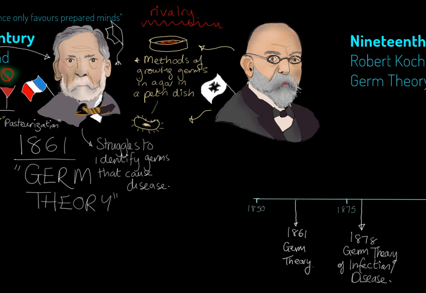So I'll do this with a paintbrush, which is not literally how they did it. But Koch develops a method for staining different germs, and this means that germs are easier to differentiate between under a microscope, and it's easier to identify the germs that are specifically causing specific diseases. So for example, in 1876 even, Koch identifies the anthrax bacteria.